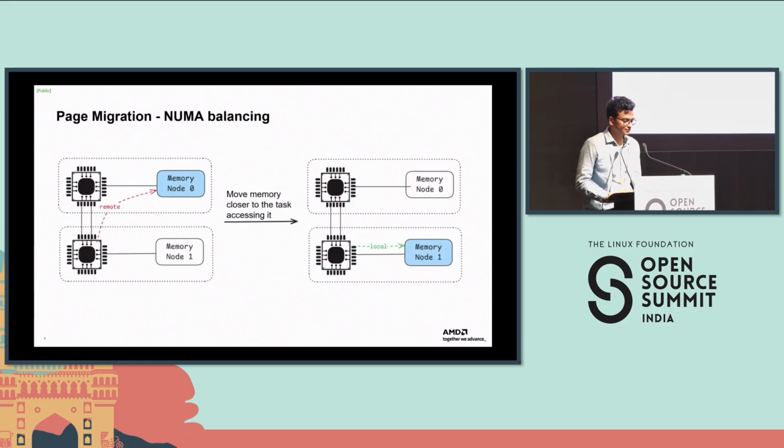In NUMA balancing, we move memory closer to the task accessing it. For example, here the task is scheduled on socket 1, but memory is on node 0. So each access is remote and slow. Using page migration, we move it to node 1, and now it's local, so it's fast.